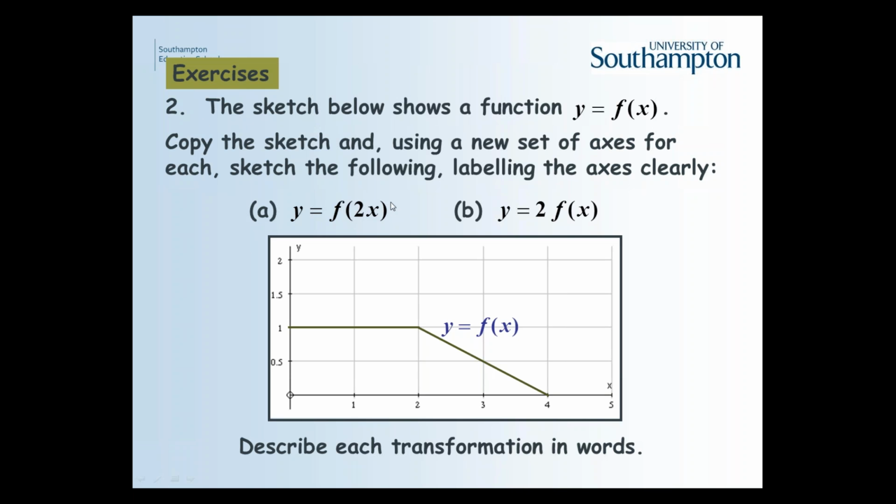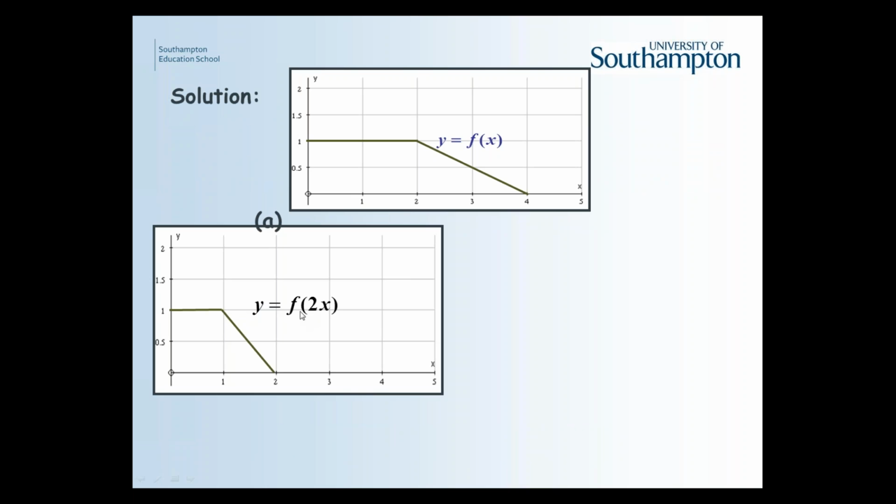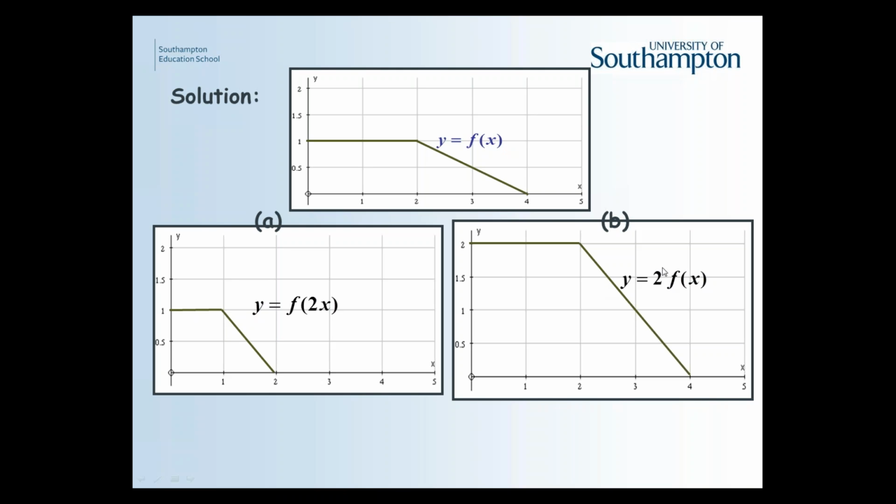Yeah. So what ends up happening, if I click, here's the original one. F of 2x halves all the x values. So say that this corner here becomes 1, 1, and this bit down here, 4, becomes 2. So that is f of 2x. So that is a stretch parallel to the x-axis, scale factor of half. And this one is the other one. The 2 on the outside, that does just multiply every y value by 2.